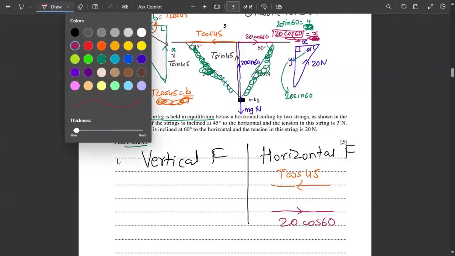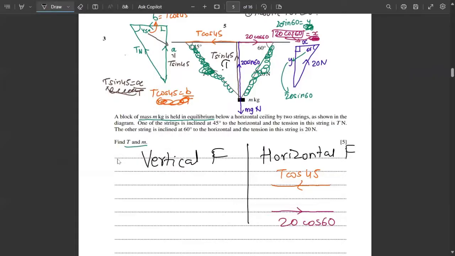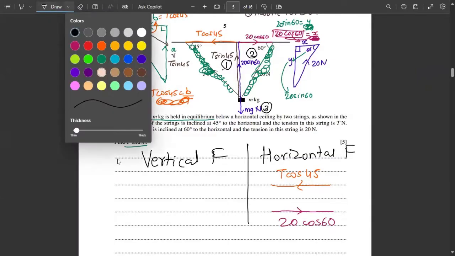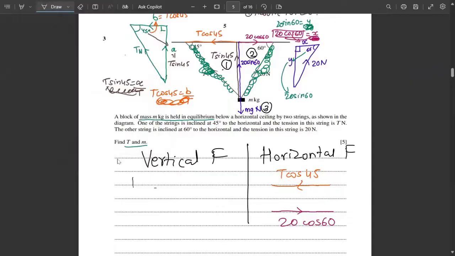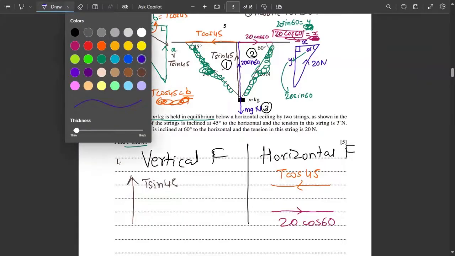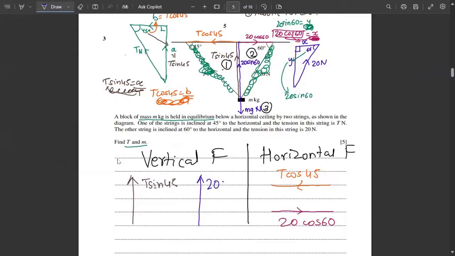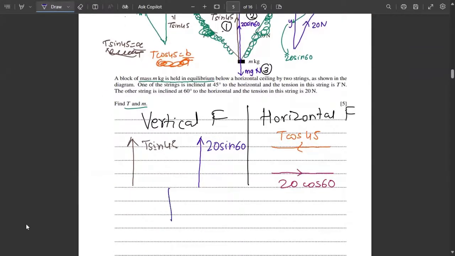And now let's go to the vertical forces. There are three vertical forces. One is T sine 45, second is 20 sine 60, third is mg Newton. Let me write that down here. With the brown pen, I'll write T sine 45. With the purple pen, I'll write 20 sine 60. And with the same purple pen, I'll write mg. The N is not required.